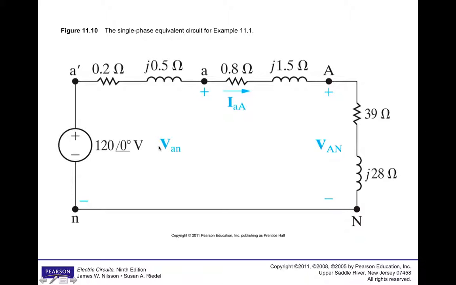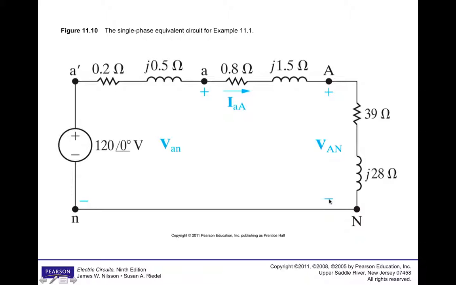It will not be 120 angle 0 because this is an ideal voltage and hasn't included the voltage drop in the source. So the actual output voltage would be this voltage between A and N. We could find the voltage drop down the line, and we could find the voltage drop at the load end.